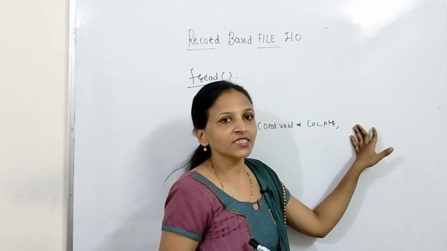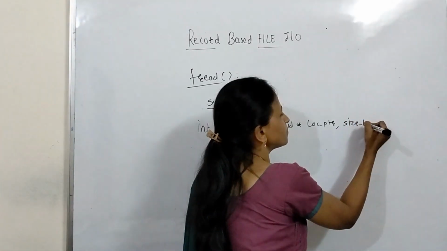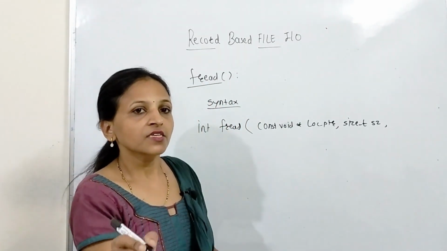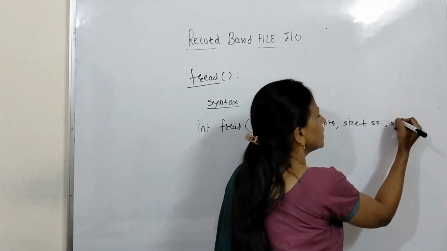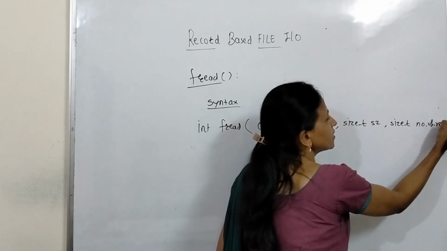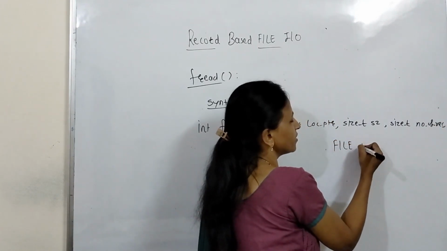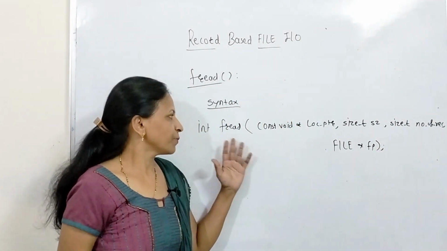Then the second argument is nothing but the size of that record. Again same thing, size_t. Then the next one is the number of records. That is size_t again. Number of records. And then comma, here you have to pass the file pointer, FILE star fp. This is the syntax of the fread function.